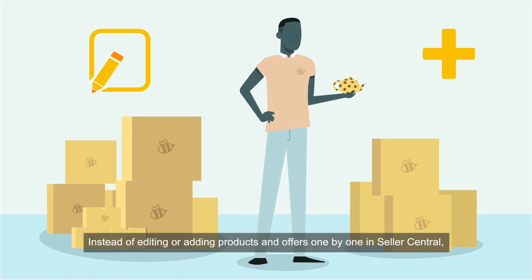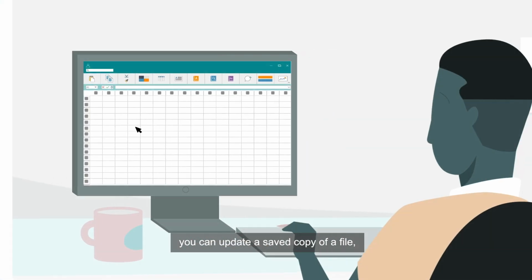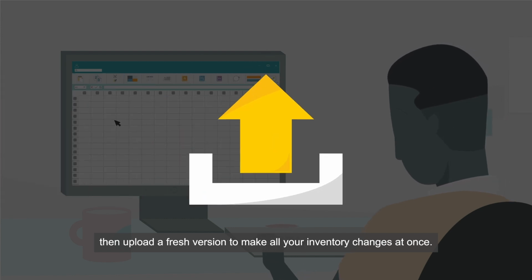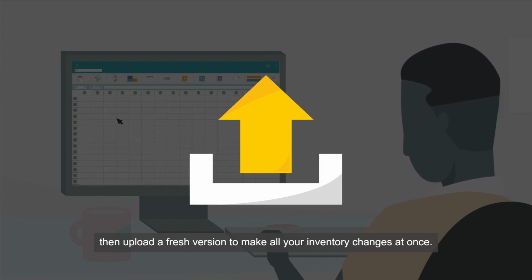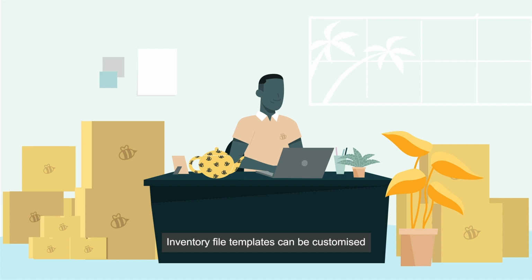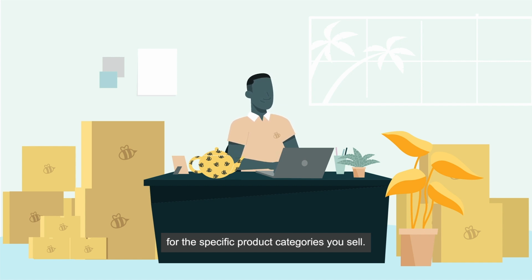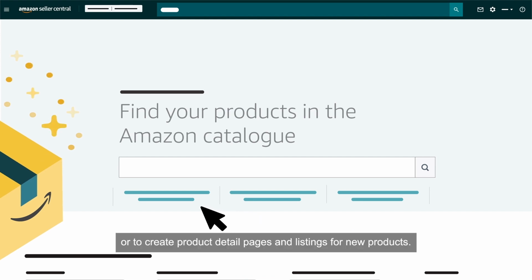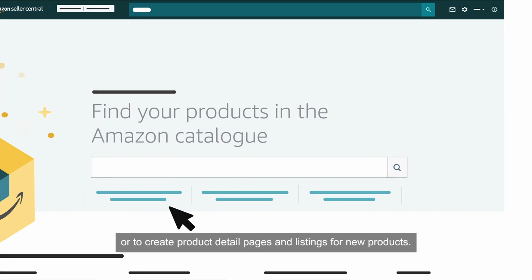Instead of editing or adding products and offers one by one in Seller Central, you can update a saved copy of a file, then upload a fresh version to make all your inventory changes at once. Inventory file templates can be customized for the specific product categories you sell. Use them to match your offers to existing listings or to create product detail pages and listings for new products.